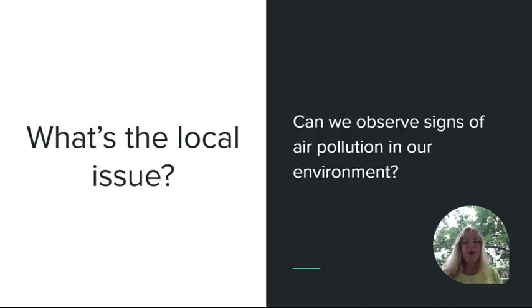Okay, so now we want to explore a little bit more here. So we want to see any local issues of air pollutants. So can we observe signs of air pollution in our current environment just right outside of Parkview High School? Let's take a little 10-minute walk to find out.